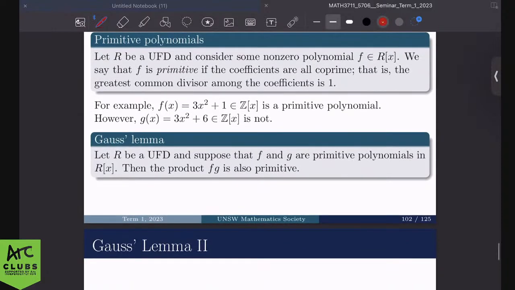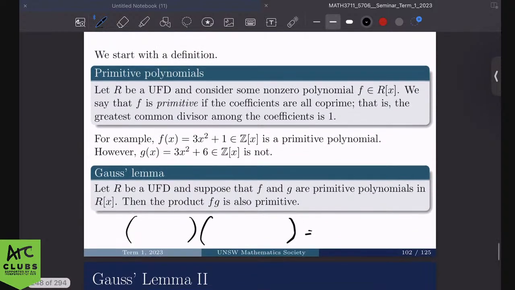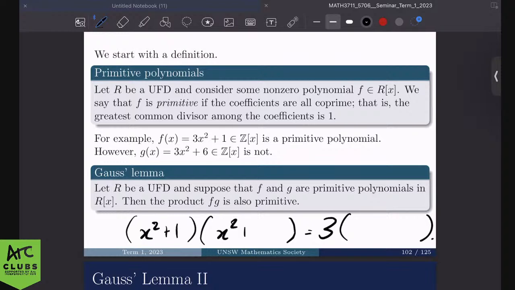So Gauss's lemma tells us that if f and g are primitive, then the product is also primitive, right? Basically that means if you take two polynomials and they don't have a common factor between all the coefficients, then there's no way you're going to get a 3 suddenly come out of it. If these are all co-prime, like x squared plus 1, x squared plus 5, 5x plus 2, there's no way you're suddenly going to get a number come out of it. You're not going to get a non-primitive product. This is not possible. That's what Gauss's lemma is saying.